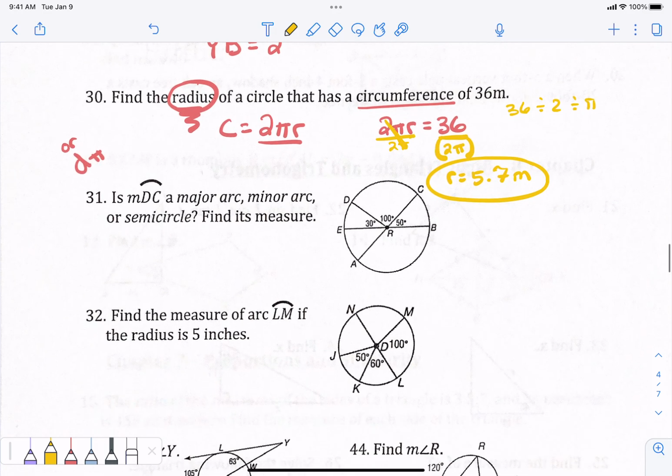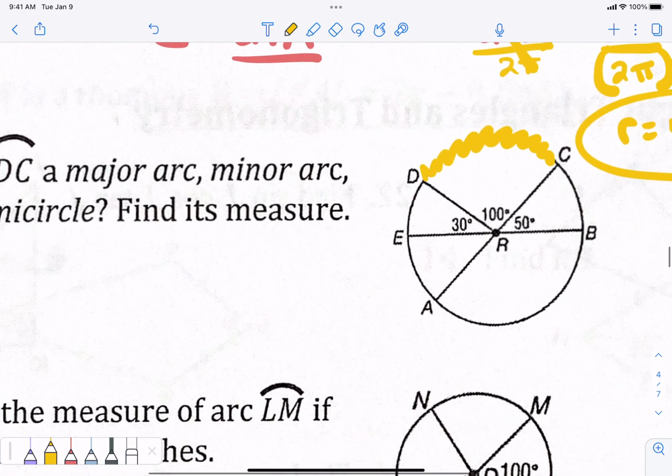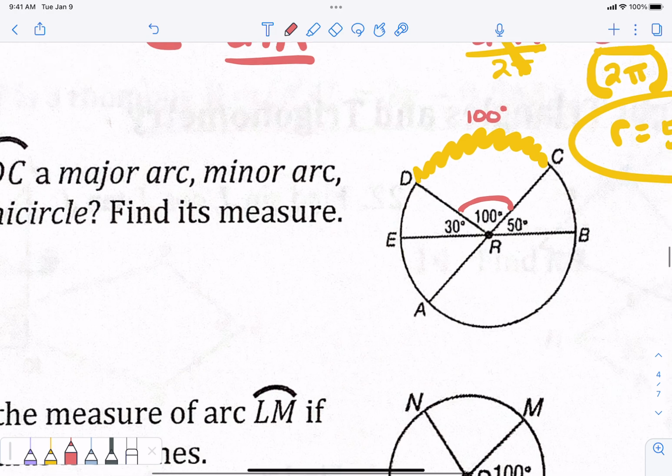31 is DC. DC is this arc right here. Is that a major arc, minor arc, or semicircle? And find its measure. Okay, so DC is going to have the same measure as this central angle, which is going to be 100 degrees. So the measure of DC arc is 100. We found its measure. But is it a major, minor, or semicircle?